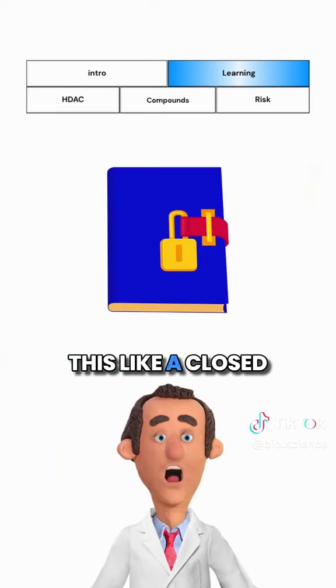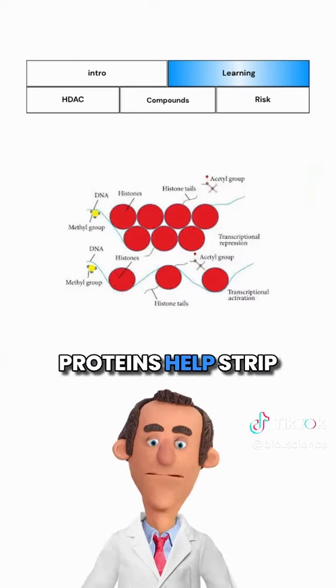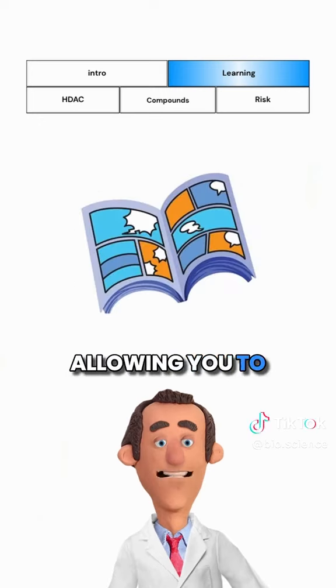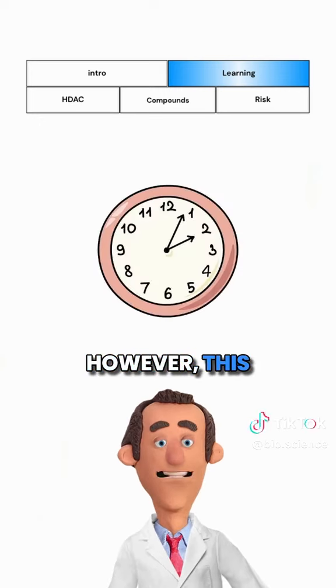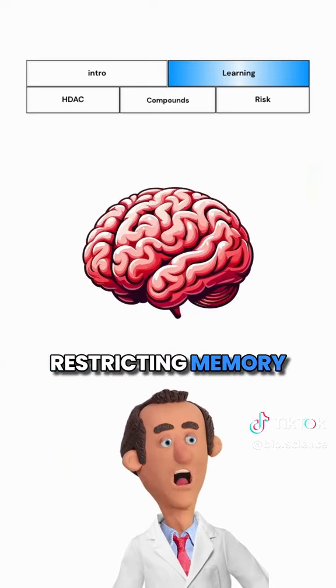You can picture this like a closed notebook bound by a band with a tight knot. The HATs begin untying the knot and loosening the band by adding acetyl groups, while the recruited proteins help strip the band off and open the book, allowing you to write or rewrite notes. However, this transcriptional window is short and permits only limited transcription, fundamentally restricting memory consolidation.